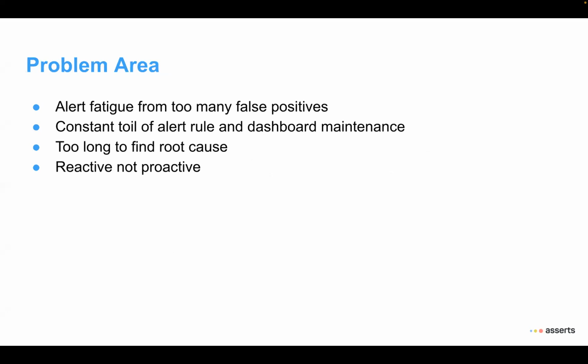So the problem area we're covering today is alert fatigue from too many false positives. It's hard to always find the needle in the haystack of these alerts that we have firing in our systems. You have the constant toil of alert rule and dashboard maintenance. It takes forever to find the root cause when you've got too many alerts firing. And you end up being reactive and not proactive. In my experience, many times the alerts you create and some of the dashboards you create are in response to an outage that occurred. So you end up having to react to this, to try and catch it the next time around.